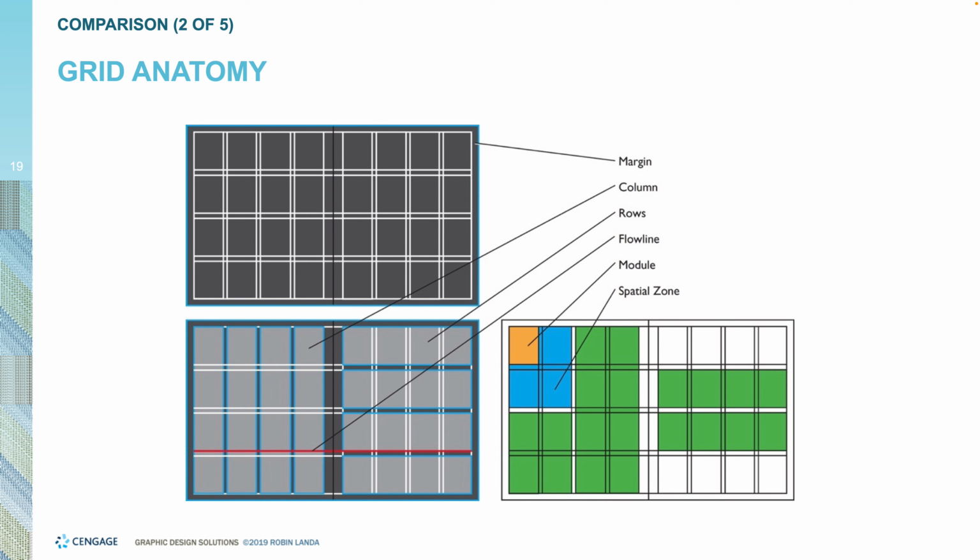Now we get into our grid. What is our grid anatomy? Well, remember we talked about the module. You're going to see there on the upper left of the right image that orange area, that is a module. A module is formed by the horizontal and vertical lines. As we group them together, we end up with spatial zones. That's the blue area you see on there. And then you start to see with the additional green how we can create additional zones based upon what's inside of that grid.